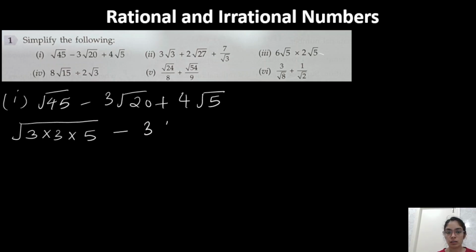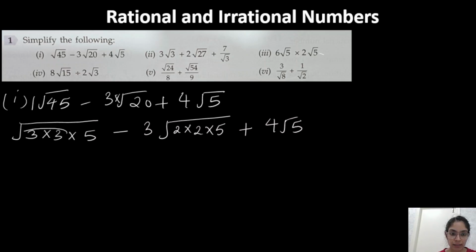Then 3 into square root of 20. If nothing is there, that means this is multiplication. 3 root 20 means 3 into square root 20. Root 45 means 1 root 45. So this is how you can understand. Now 20, in prime factorization, we know 20 is 4 into 5. So 4 I can write as 2 into 2 into 5, plus 4 root 5.